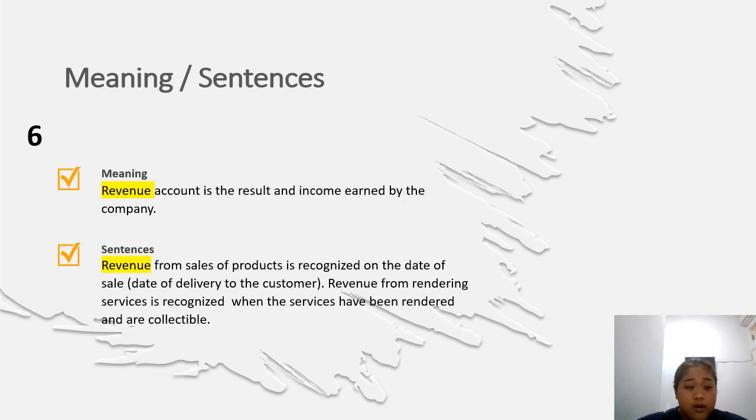Next, number 6. Revenue account is the result and income earned by the company. Sentences: revenue from sales of product is recognized on the date of sale or date of delivery to the customer. Revenue from rendering service is recognized when the service has been rendered and is collectible.